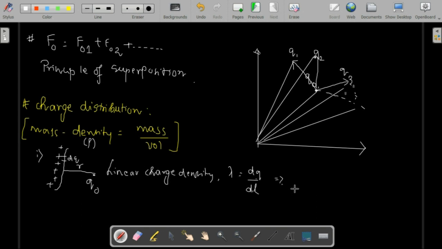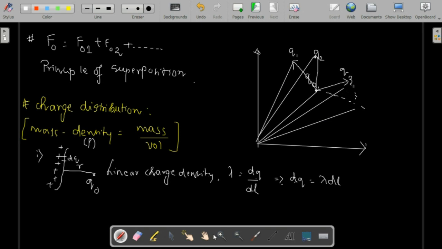From this we can find out the total charge. If I want the total charge, I can simply write dq equals lambda dl. Now I can bring in the concept of integration. dl is a very small length, and if we integrate it, I'll get the total length, and this will give you the total charge. So this is the idea behind linear charge density.